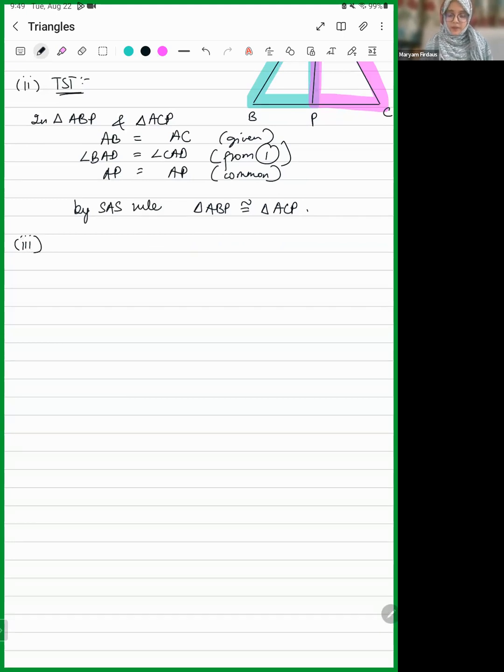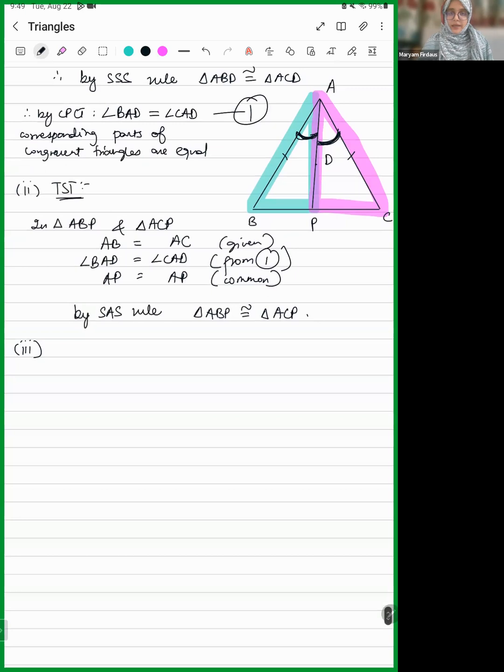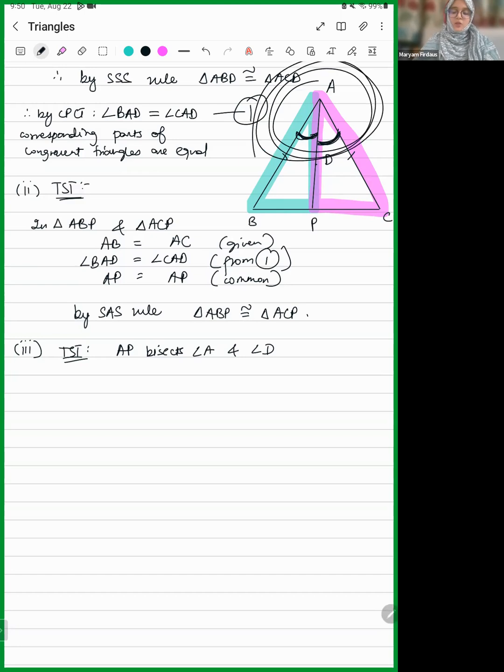Now let's come to the third part. What do we have to show in the third part? We have to show that AP bisects angle A and AP bisects angle D. What is the meaning of AP bisects angle A? It divides angle A into two equal parts. Angle A is this angle. So is AP dividing angle A into two parts? Yeah, we can already see that.